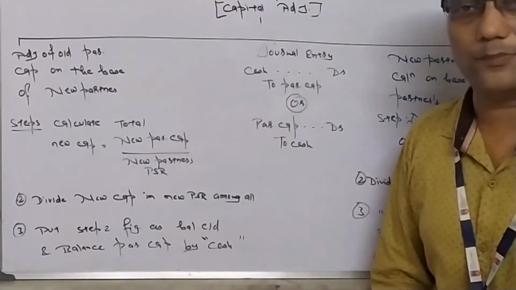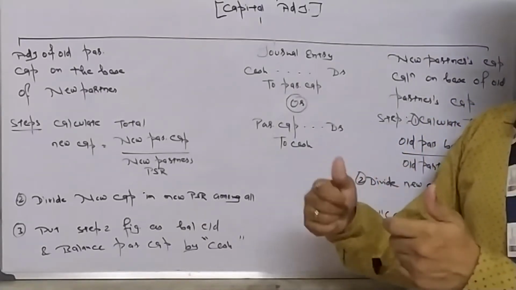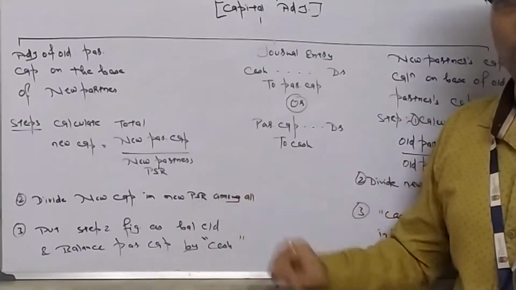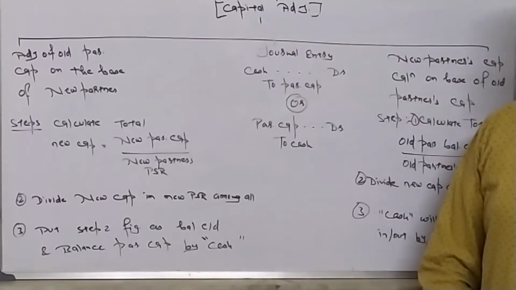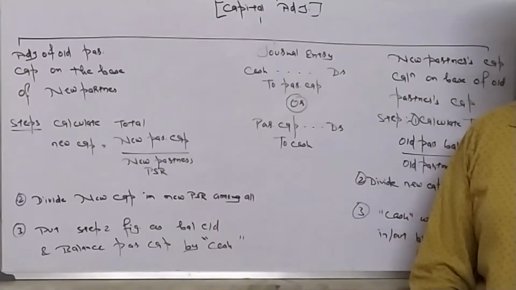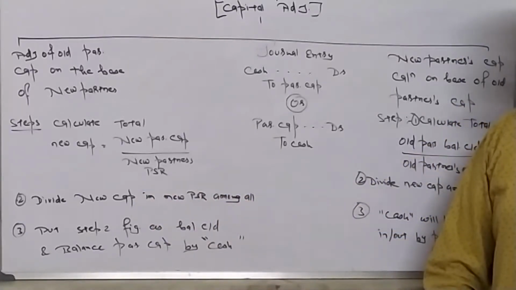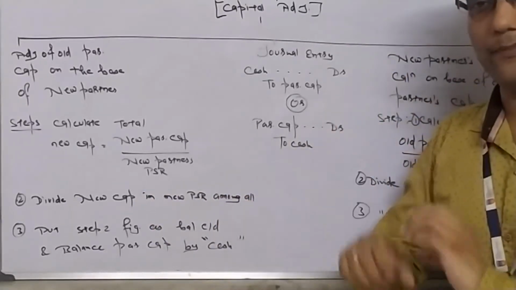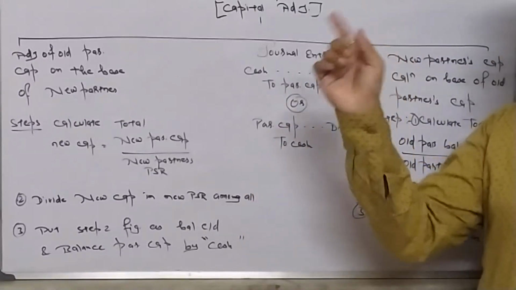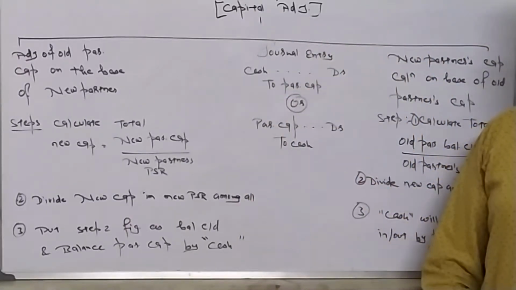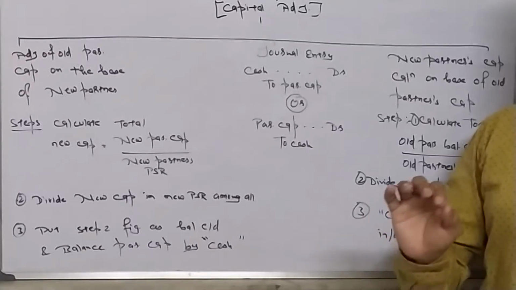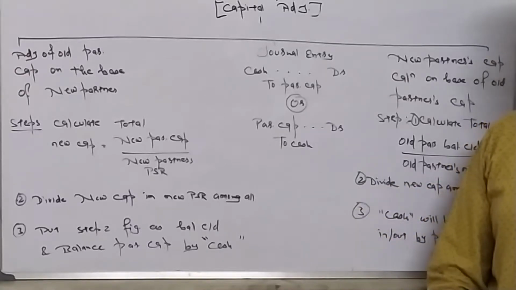So what is the logic behind it? Their capital has changed. How? We have calculated new capital by using new partner's capital by new PSR. Then divided that new capital among all the partners. Put that capital as balance CD and difference, if any, was adjusted by using by cash or to cash.